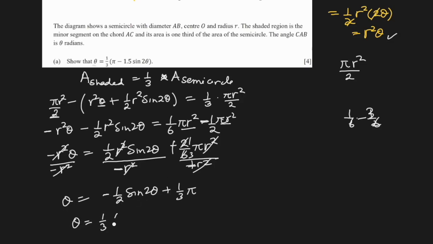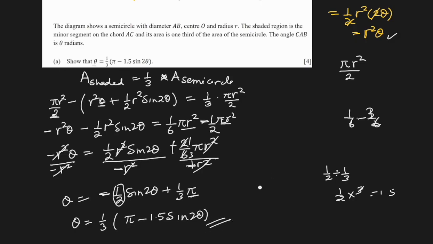Take 1/3 out. So we are left with pi only here, minus, because of this minus, and 1 over 2 divided by 1 over 3. 1 over 2 divided by 1 over 3 will be 1 over 2 multiplied by 3. 3 divided by 2 is 1.5. Yes, exactly 1.5 sine 2 theta. We have shown what they wanted.